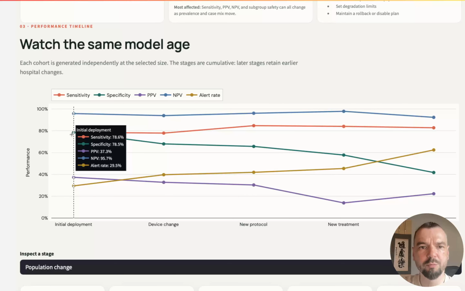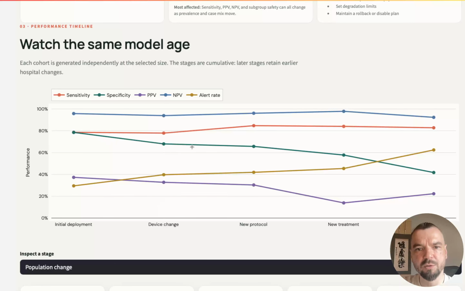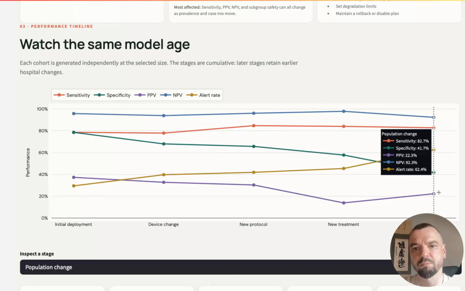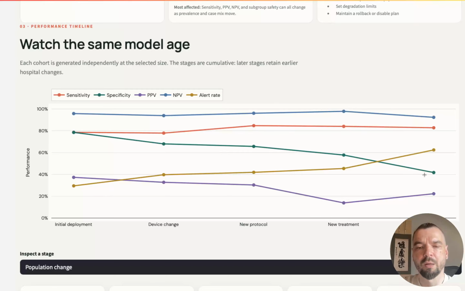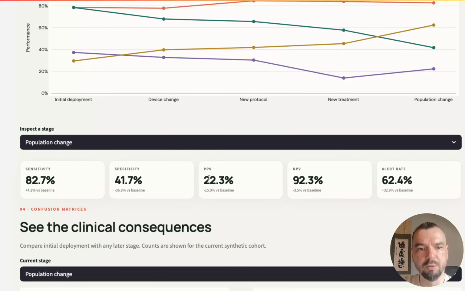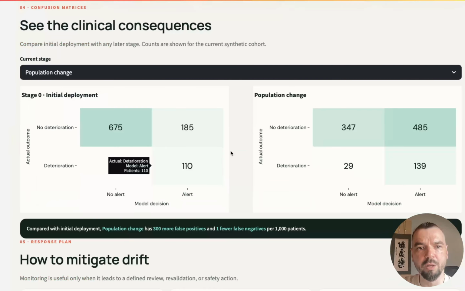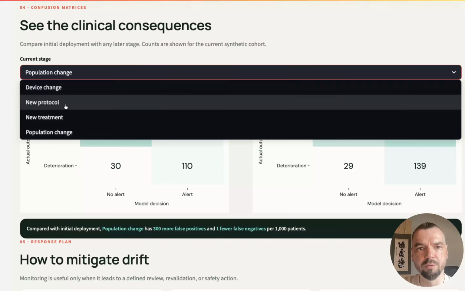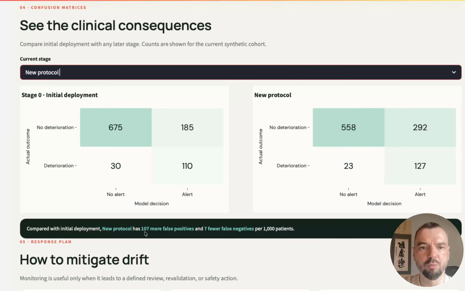So it was the initial deployment, we were happy with it. And then specificity was dropping and the amount of alarms increased twice, and the value of each alarm became very low. For example, with the change of protocol we see 107 more false positive cases. It was 185 and now it's 292 false positive cases with absolutely the same algorithm.